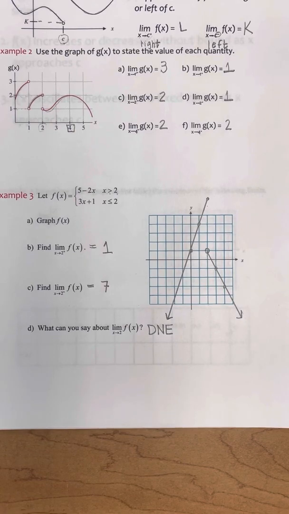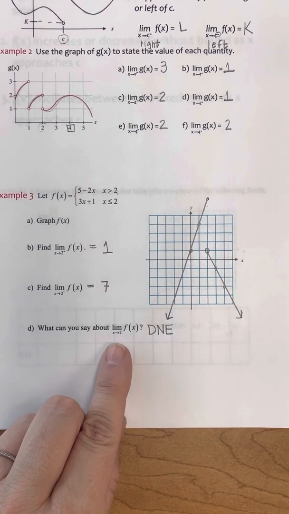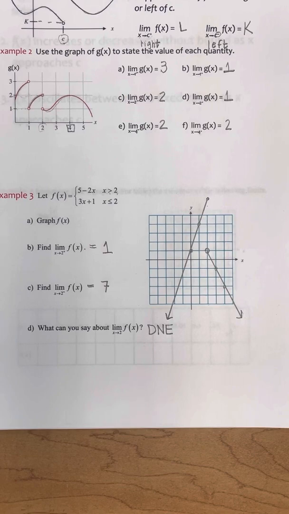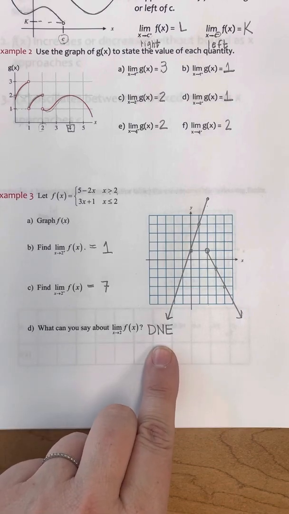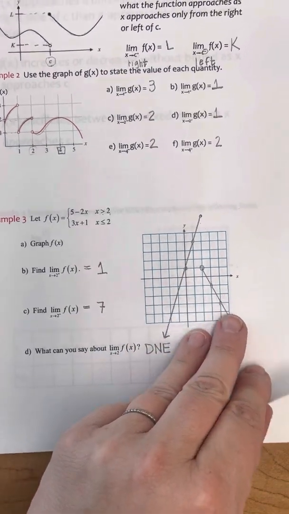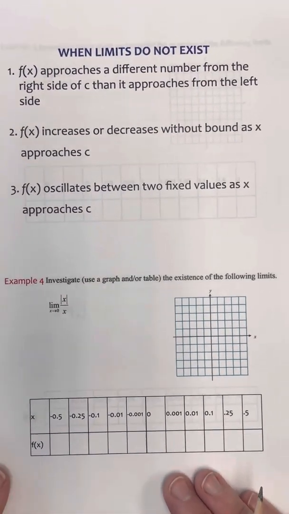So if I want to find the limit as it approaches from both sides, it has to be the same thing in order to have an answer. And if I get two different answers, one from the left and one from the right, then I'm going to say that my limit does not exist. So that brings us to this next part.